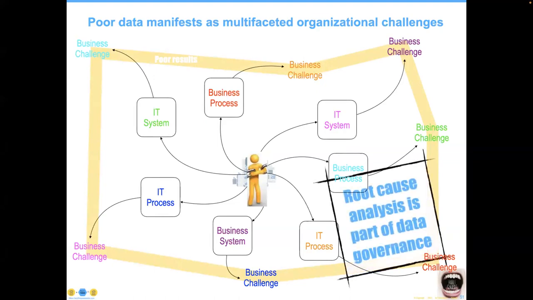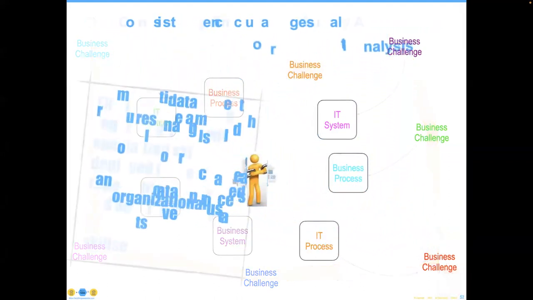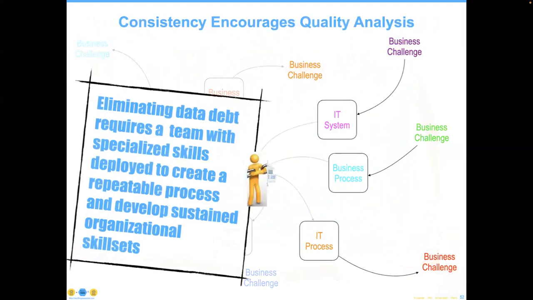Root cause analysis is absolutely part of data governance. And more importantly, if somebody offers you 10 people 10% of the time, turn around and trade it in for one full-time person, because only by specializing in these skills and developing this ability to create a repeatable process and to sustain organizational skill sets will the organization be able to attack their challenges in a manner that's both proactive as well as reactive, depending on what they find in all of this.